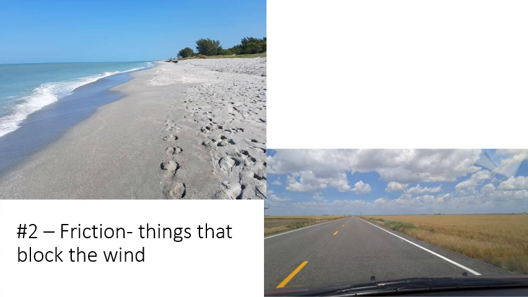The second thing about the coast and the Midwest is friction. Friction is merely things that block the wind. And out here on the ocean, there's nothing out there. So the wind can get going and blow without anything stopping it. And the same thing is true with the middle part of our country. There aren't any mountains and very few trees and certainly no big buildings. So lack of friction means the wind is going to blow a lot and easily.